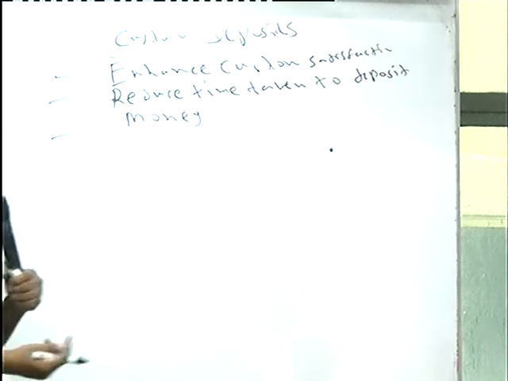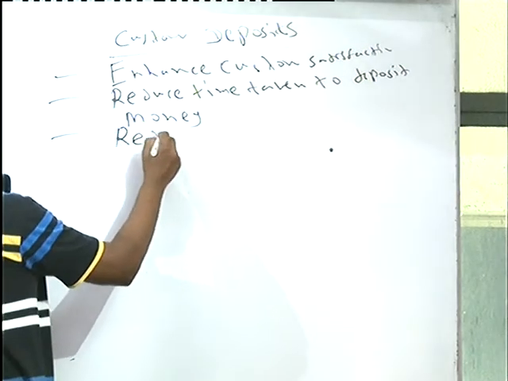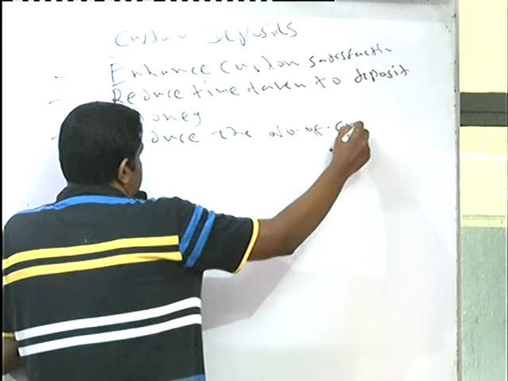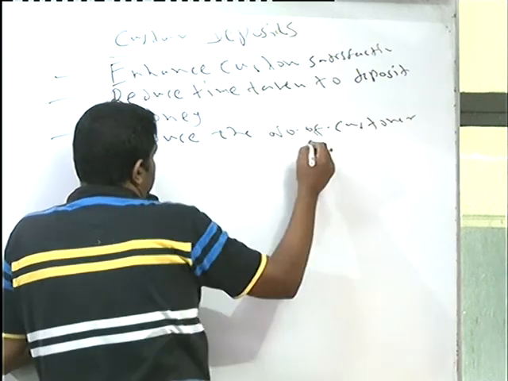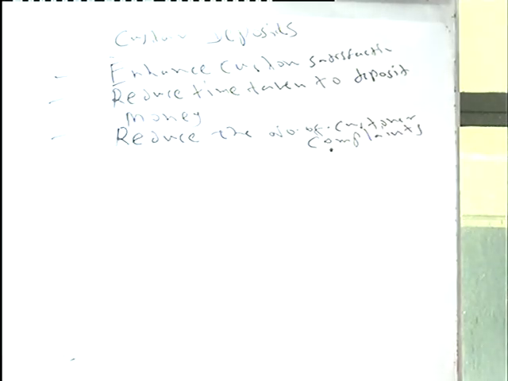Then the other one is to reduce the customer complaints. Sometimes customer complaints may be there, no? When you have a manual process, right? There may be some customer complaints about the amount they have deposited. Reduce the number of customer complaints. Right, those are the objectives I have, goals.